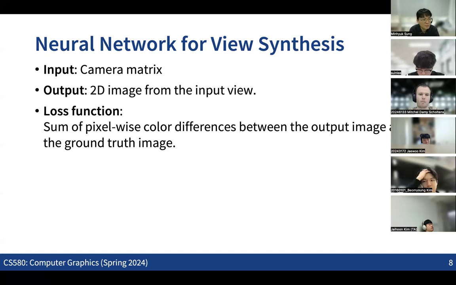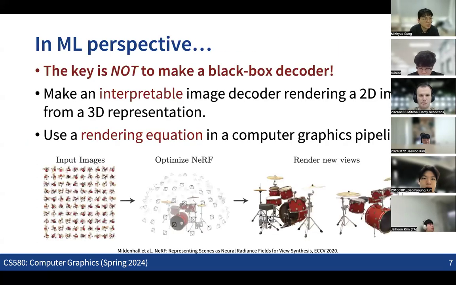The simplest loss function might be just the L2 loss. We compare the output rendered image with the ground truth image, measure the color difference with the L2 loss, and do backpropagation through the neural network, right? But the interesting aspect of neural rendering is that the goal is not to make a black box decoder. If you just try to make some random neural net that takes the input and predicts the output, you will see that it's quite challenging to make it work. It's a really challenging problem.